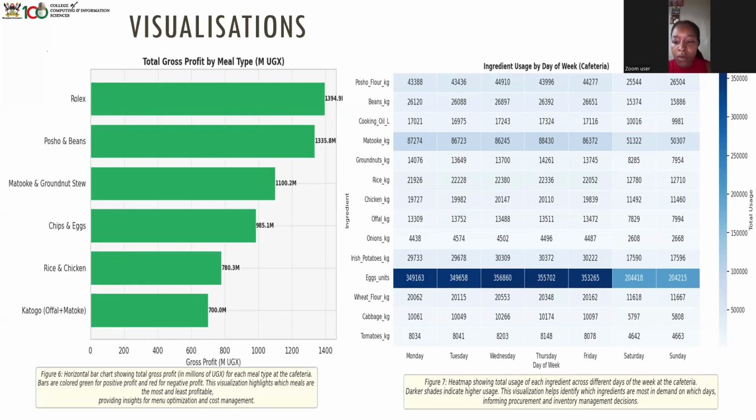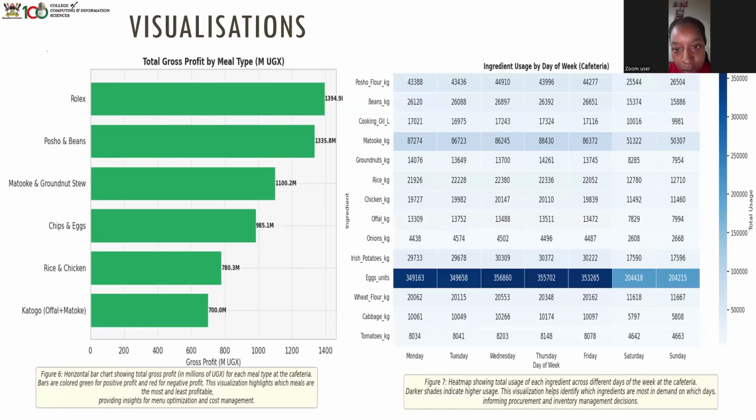Now on the right, we have a correlation heat map, and the color of the heat map indicates total usage. On the y-axis we have the ingredients, and on the x-axis we have the days of the week. We can see that egg units have a deep blue color, which shows that from Monday to Friday, egg units are the most used ingredients. Then also on Saturday and Sunday, they are used, but not so much.